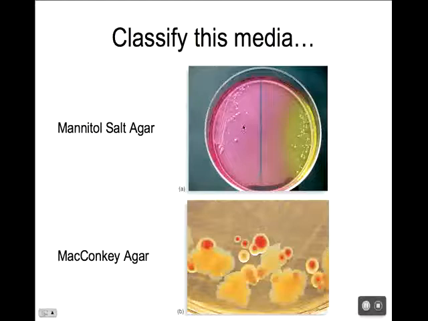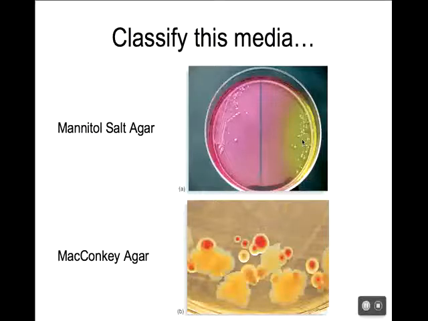Now, mannitol salt agar starts out as this pink color, but there is a pH indicator and a dye added to it. If that organism is capable of fermenting, it will turn the media yellow. So that means it's also differential. So mannitol salt agar is synthetic, and it is selective and differential. The salt in it makes it selective, and the pH indicator makes it differential. You can differentiate whether or not your organism turns the media yellow.